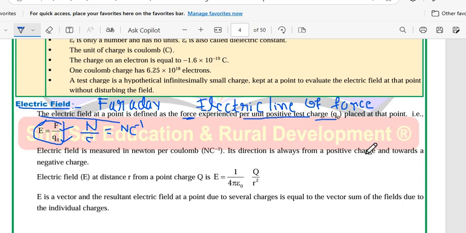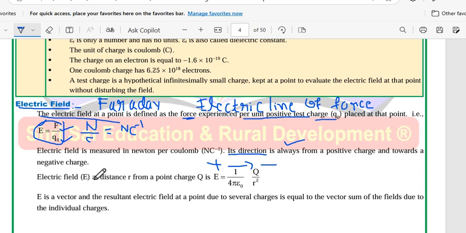Its direction is always from a positive charge towards a negative charge. See, the important phenomenon that we need to note here is the direction. The direction is always from positive to negative charge. This is the important point we need to remember.